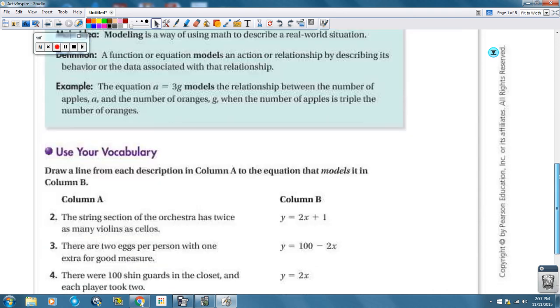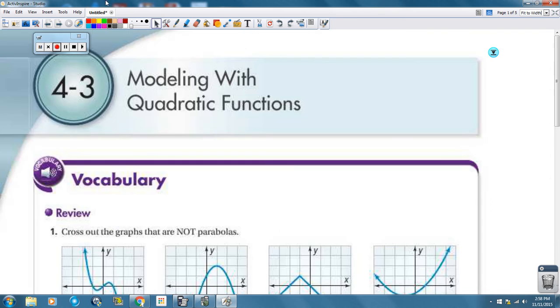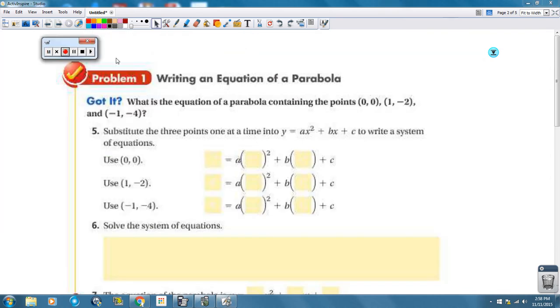And then the next part is they're having you use the vocabulary. So what they're having to do is they're giving you a scenario and you have to pick out which model goes which. So give that a try, and if you need answers to that, I can show you those in class. All right, so let's go ahead and go to the next page.